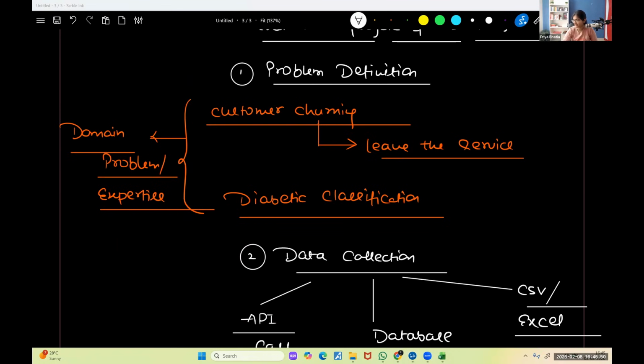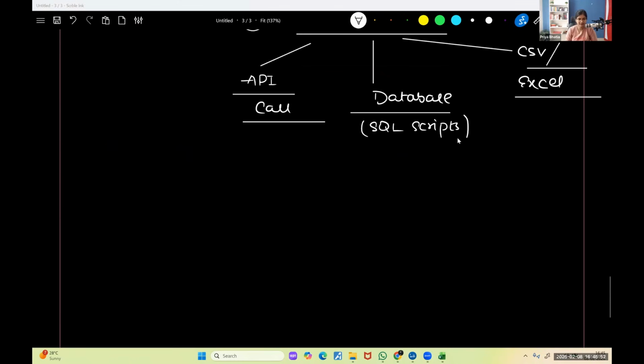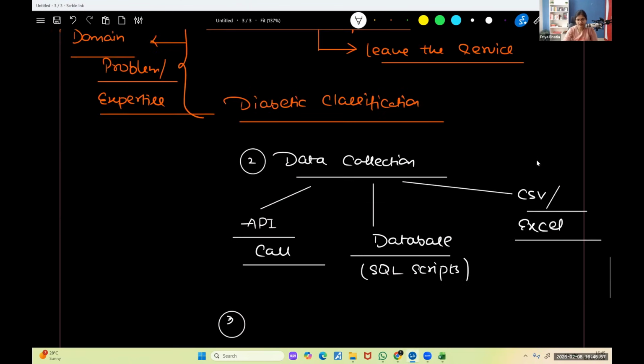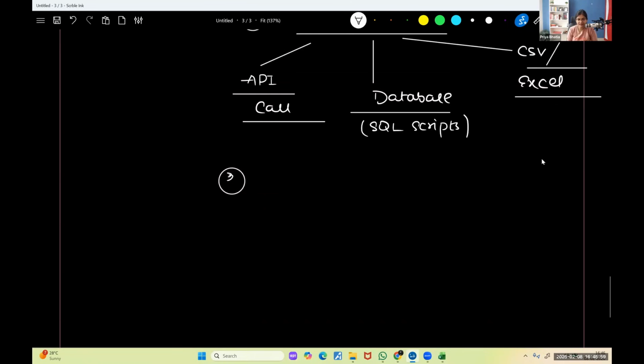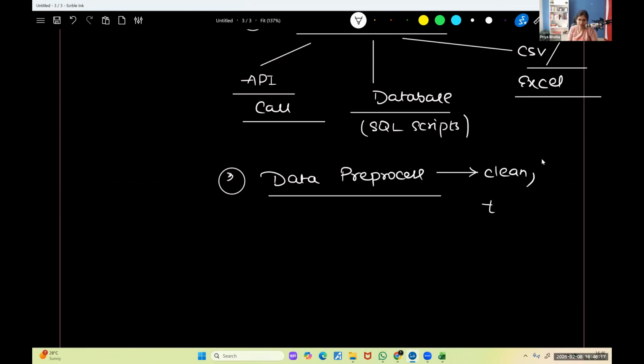Now, once the data is collected, what do you think will be the next step? Let's suppose you are able to collect the data. The next step is that you pre-process the data in a wonderful way. What is the meaning of data pre-processing? Yes, it's kind of cleaning, it's kind of transforming, or maybe splitting the data.